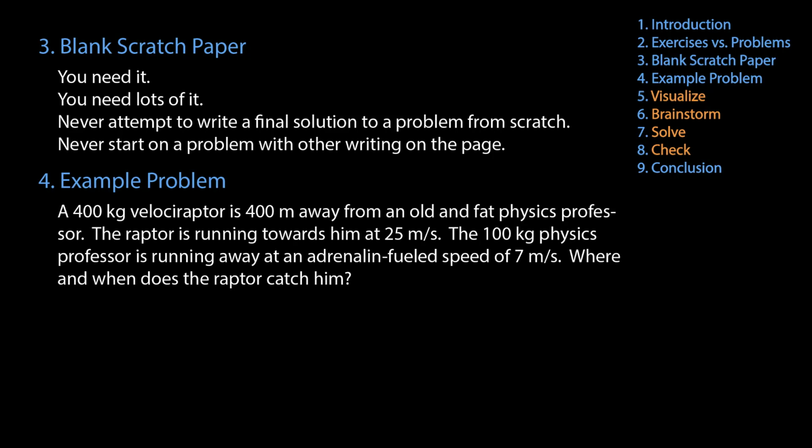Let's take a look at our problem. A 400-kilogram velociraptor is 400 meters away from an old and fat physics professor. The raptor is running towards him at 25 meters per second. The 100-kilogram physics professor is running away at an adrenaline-fueled speed of 7 meters per second. Where and when does the raptor catch him?